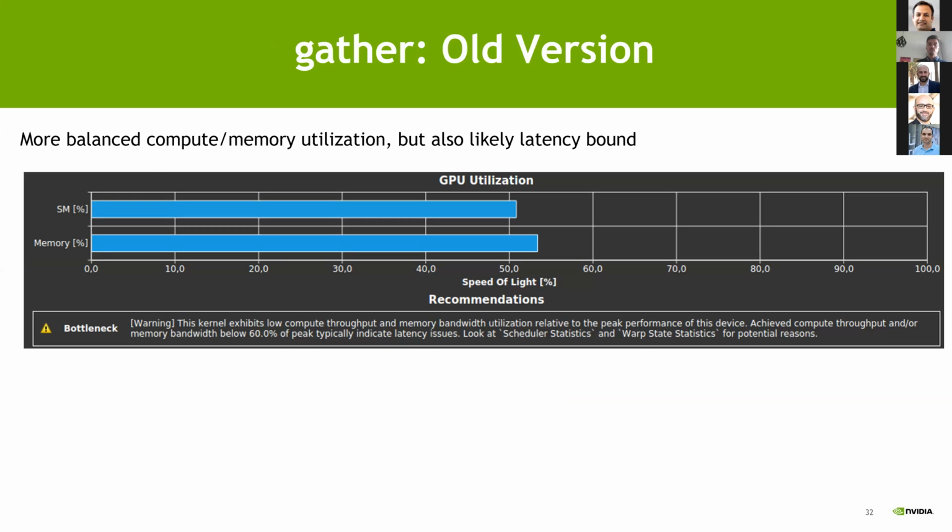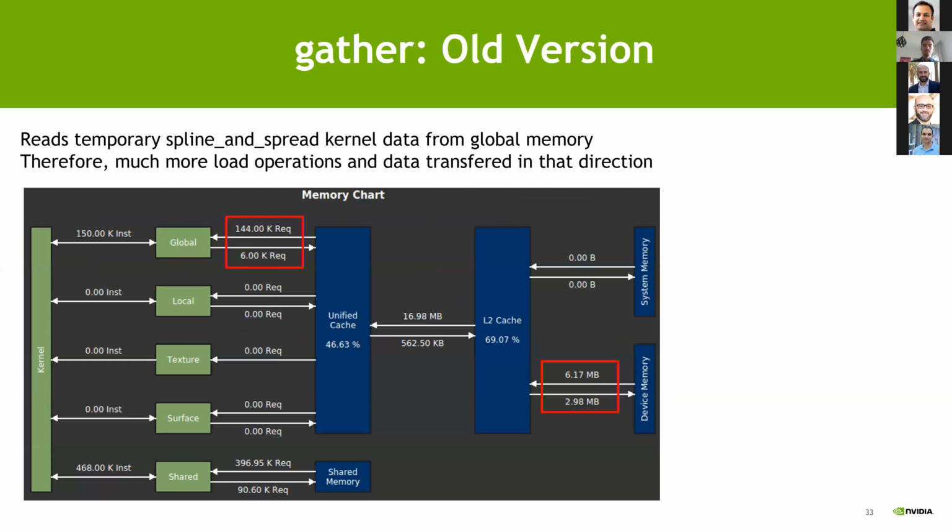We see there's more balanced compute and memory utilization, but it's still slightly latency bound, which is what the tool is telling us. It reads this temporary data that the spline and spread kernel wrote to global memory. And logically, we have a lot more data being loaded from device memory, coming from a lot more load requests and load instructions than stores.